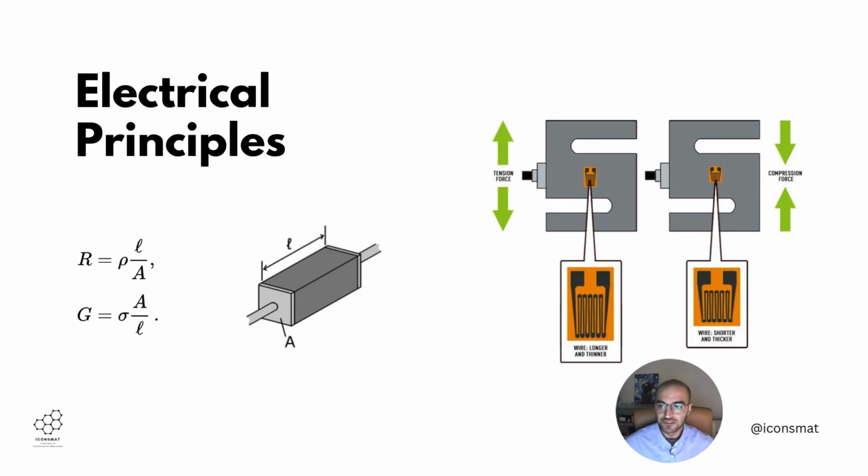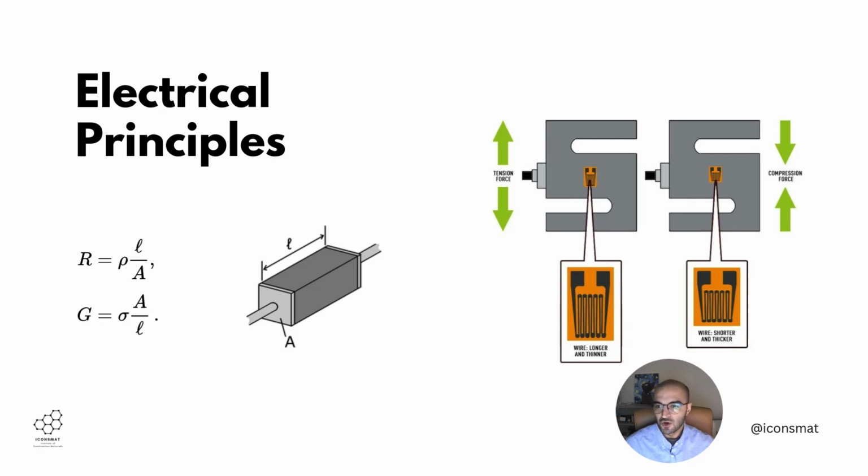The electrical resistance of a given material is ρ times L over A. That is the specific resistivity, which is ρ, multiplied by the length divided by the cross-sectional area. And it is the reciprocal of conductivity. So in this slide, R stands for electrical resistivity and G stands for conductivity.